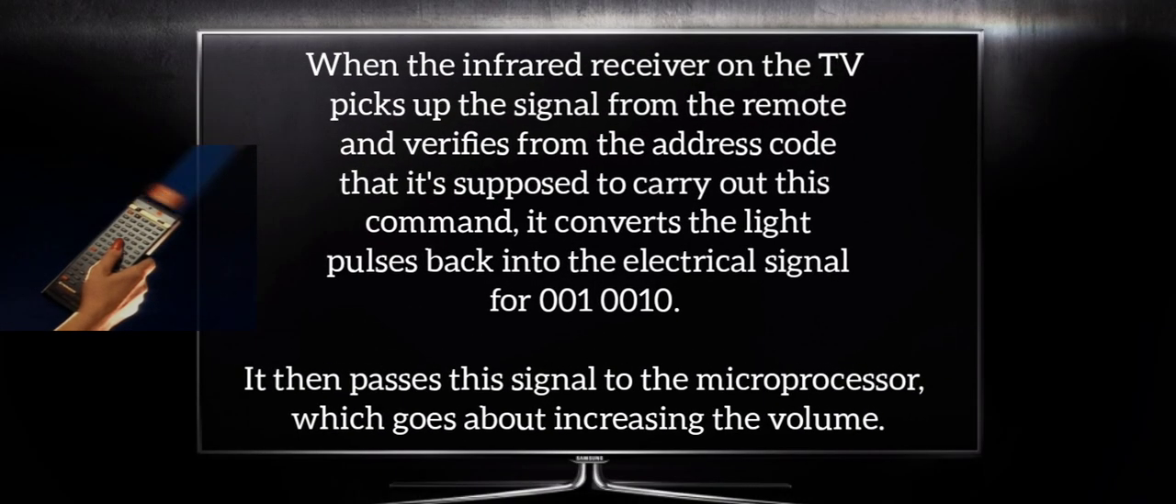When the infrared receiver on the TV picks up the signal from the remote and verifies from the address code that it is supposed to carry out this command, it will convert the light pulses back into an electrical signal. It will pass the signal to the microprocessor, which goes about increasing the volume.